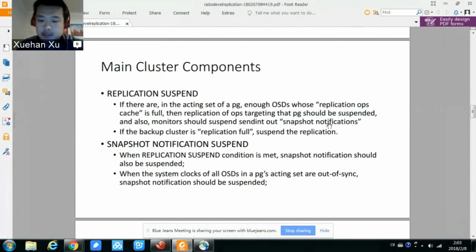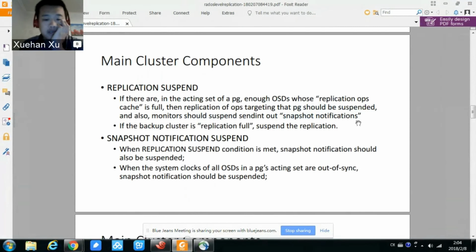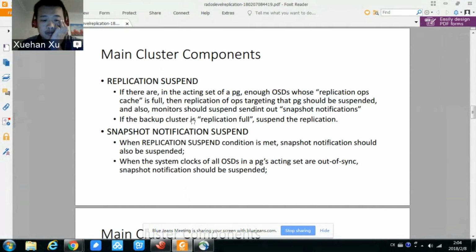And in the meantime, monitors should suspend sending out snapshot notifications. And also, if the backup cluster is full for replication, then we also have to suspend the replication.